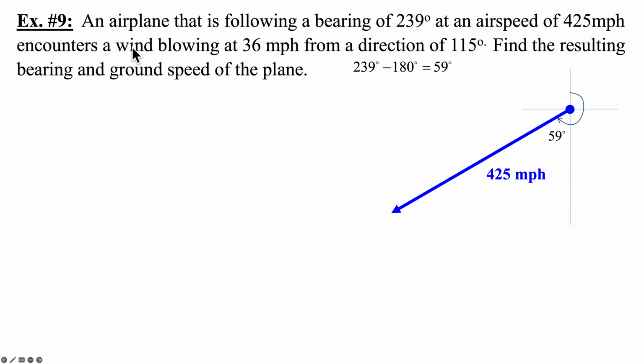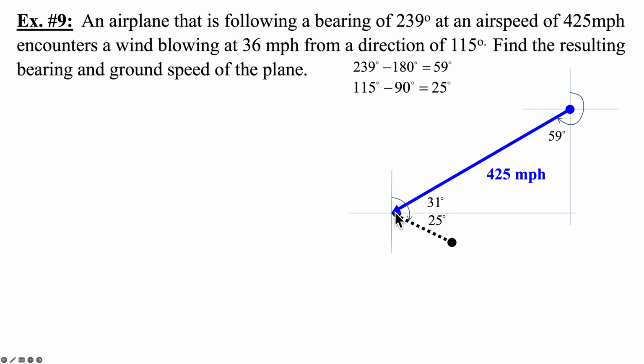Now, as we're flying, it encounters a wind blowing from a direction of 115 degrees. So north, south, west, and east. I extended this just in case I need to make my right triangle here. This will be, let's see, complement to 59 degrees, 31 degrees. 115 degrees, so that's 90 to the east line. 115 minus 90 is 25 degrees, so I'm going to go another 25 degrees.